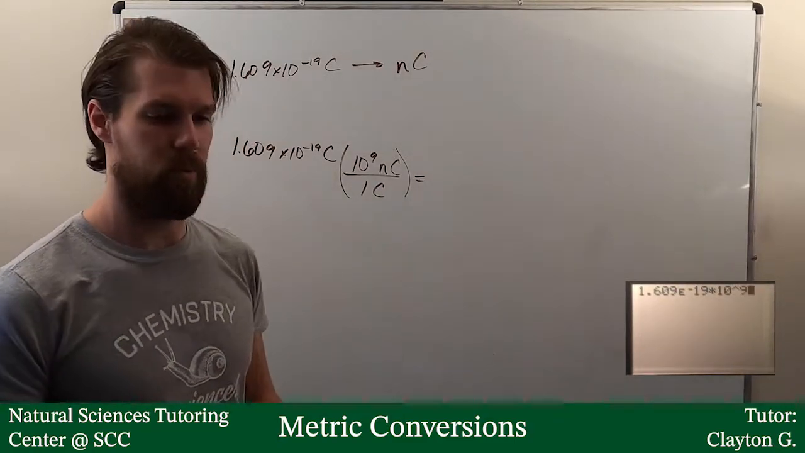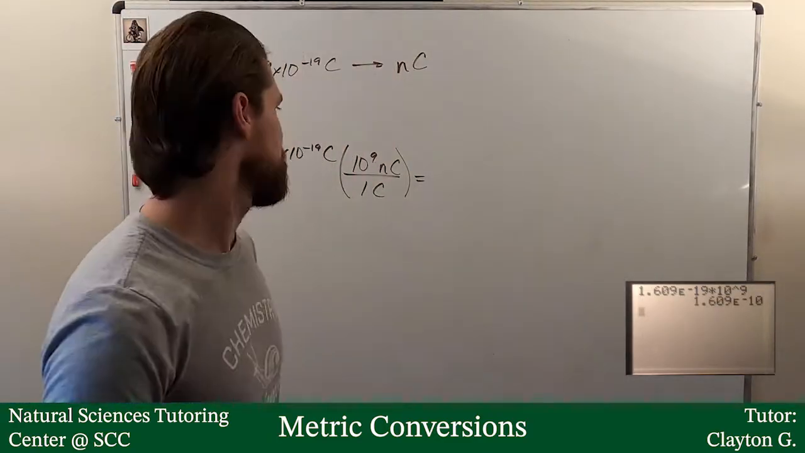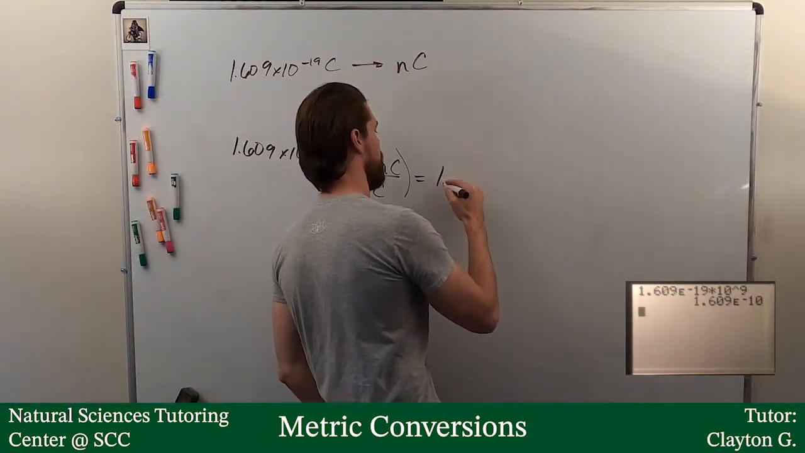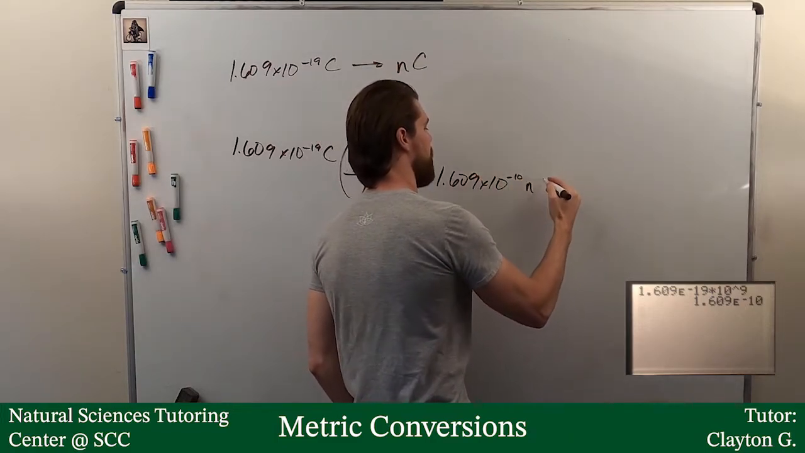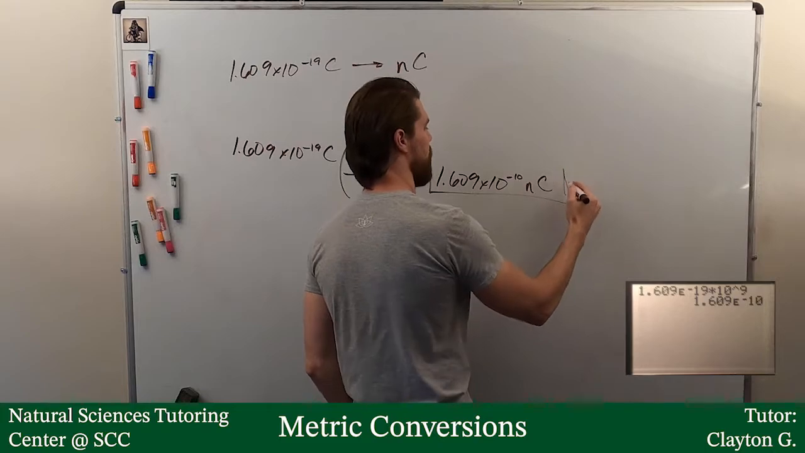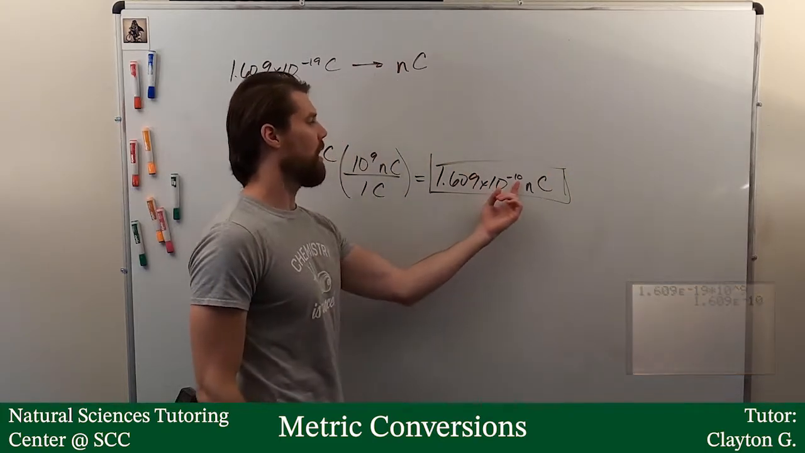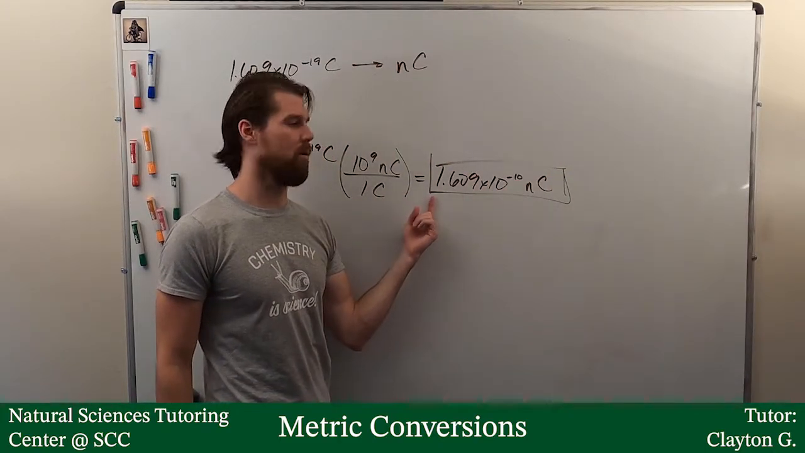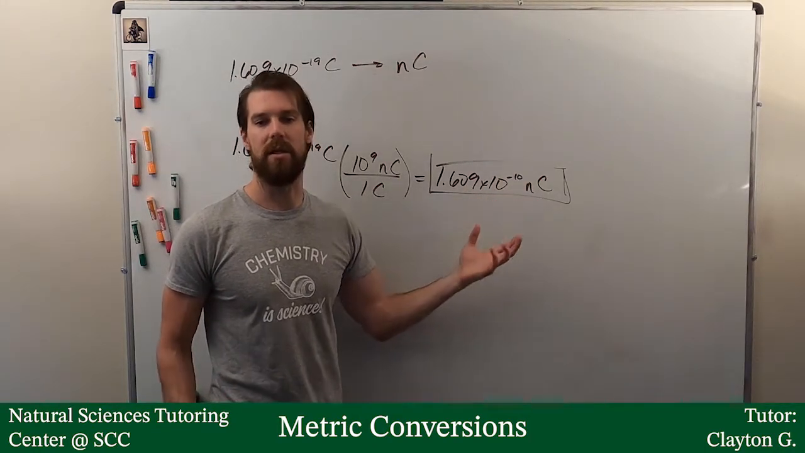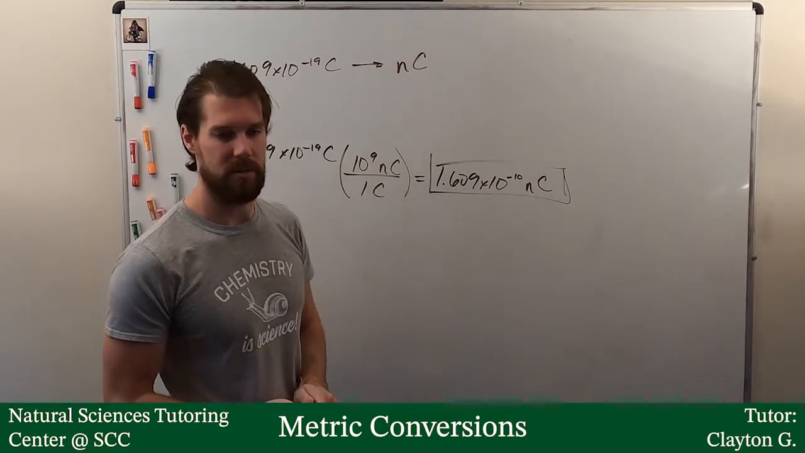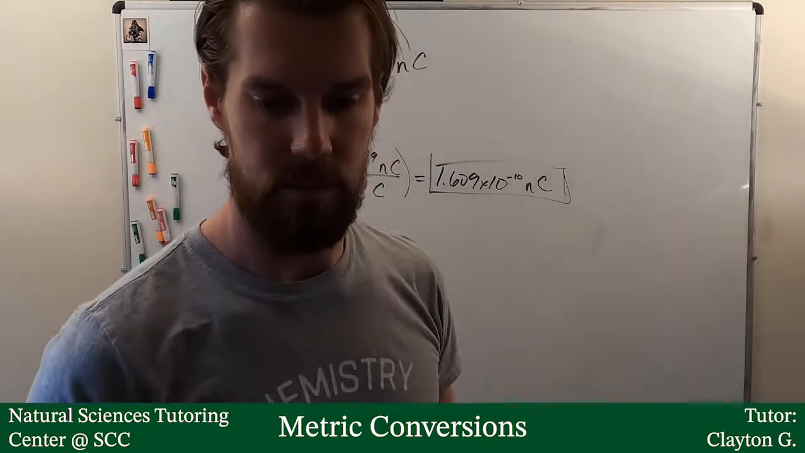What do you know? 1.609 times 10 to the negative 10th nanocoulombs. And there is our answer. And of course, I don't want to throw 9 zeros in front of this thing for somebody to have to read. Scientific notation is clearly appropriate in this circumstance. All right, perfect. Let's jump forward.